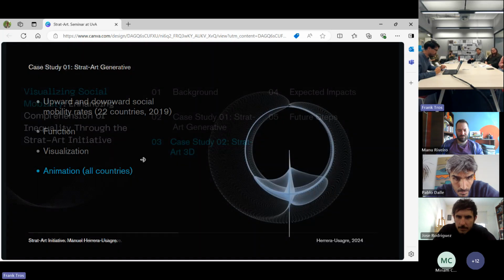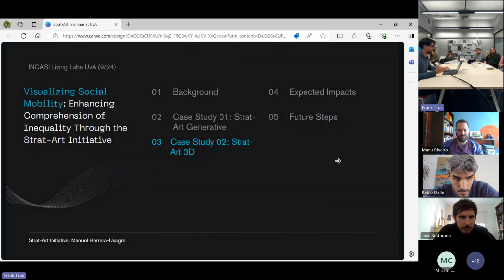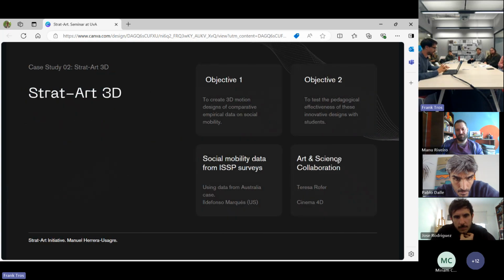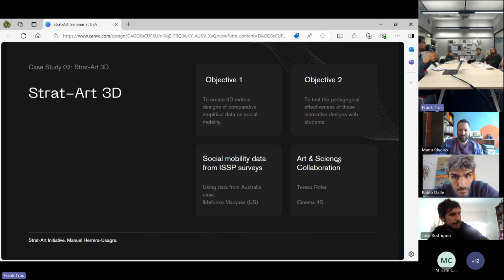So let's move on to the second case study. This one is a little bit more complicated, and it took us a little bit more time. But I'm going to break it down for you. First, the objective was to create a 3D motion design of comparative empirical data on social mobility across time and between countries. So we have four elements here: social class structure of parents, social class structure of respondents, time, and space. That's a lot of information that is normally really difficult to show.